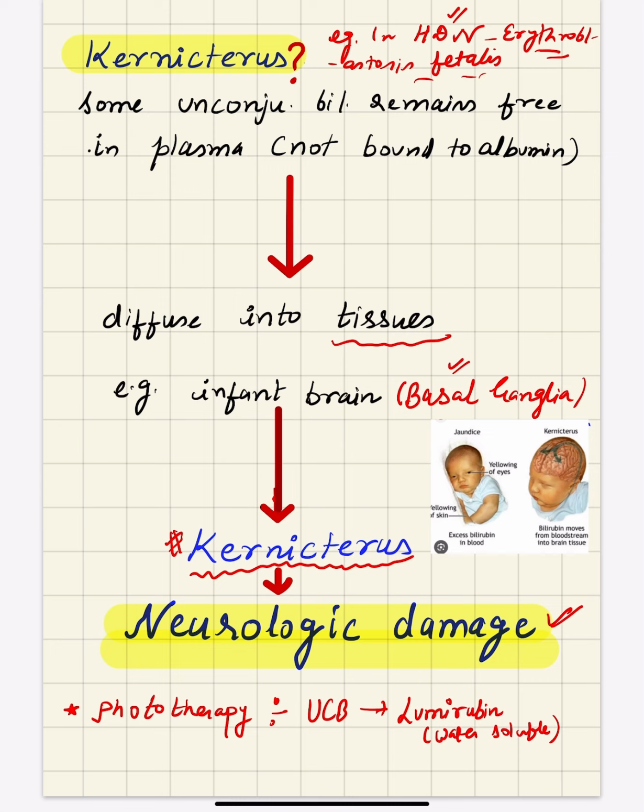In this condition again phototherapy is done. What phototherapy does is convert unconjugated bilirubin to a soluble product, which is lumirubin. Lumirubin is water soluble, so it will be excreted in the urine and the symptoms will be alleviated.